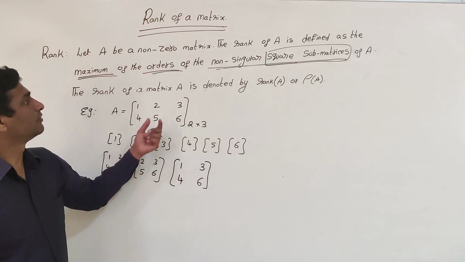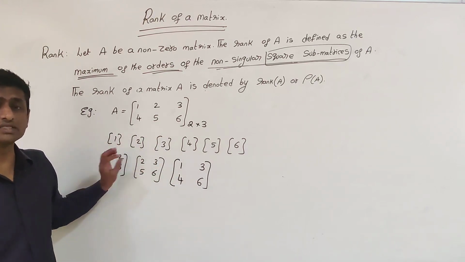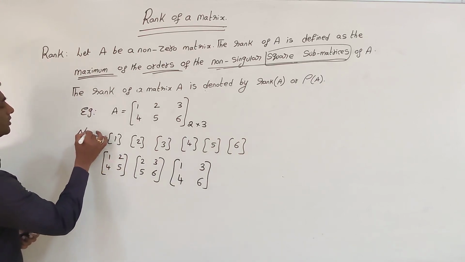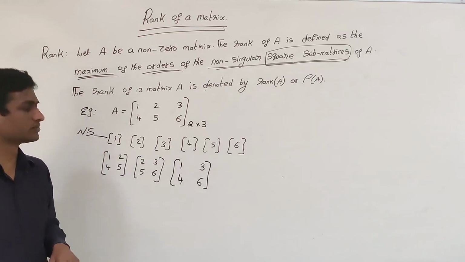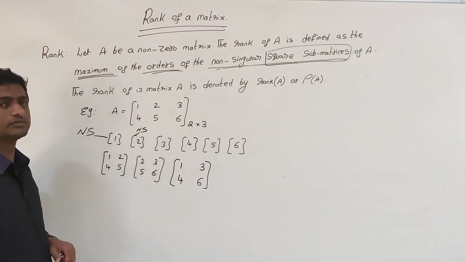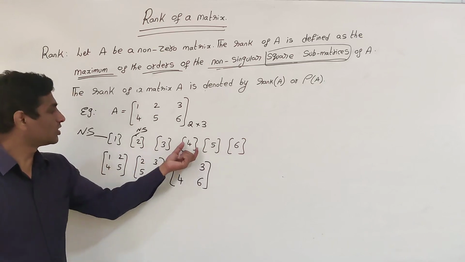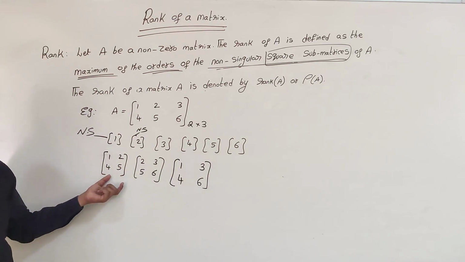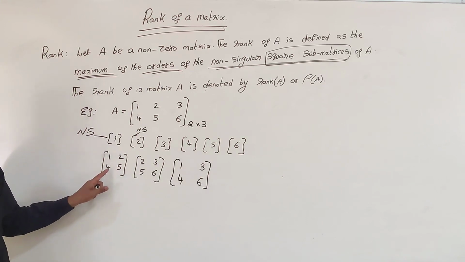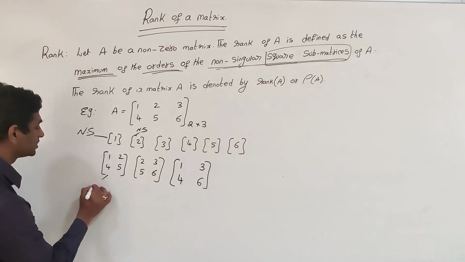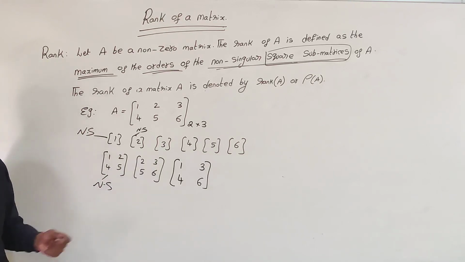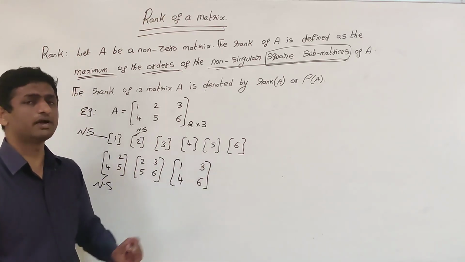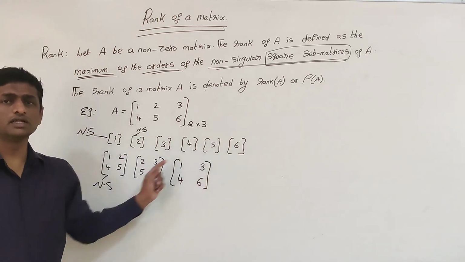Now we'll check whether these square submatrices are singular or non-singular. This is a non-singular submatrix because the determinant is 1, and this is non-singular. Similarly, non-singular, non-singular, non-singular. Coming to this, the determinant of a 2 by 2 matrix, 5 minus 8 is minus 3, which is non-singular. Similarly, 12 minus 15, non-singular. 6 minus 12 is minus 6, so these are all non-singular.